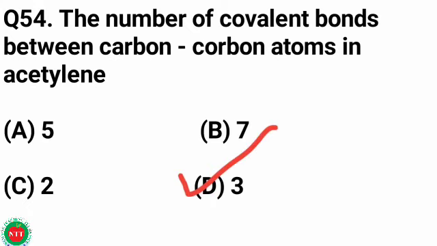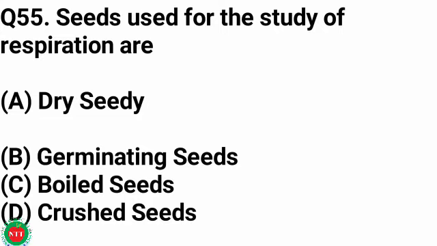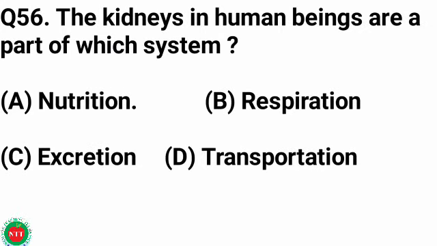Question number 55. Seed used for study of respiration are dry seeds, germinating seed, boiled seed, crushed seed. The right answer for this question is germinating seed. Question number 56. The kidney in human being are part of which system? Nutrition, respiration, excretion, transportation. And the right answer for this question is excretion.